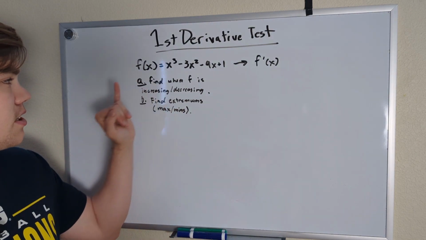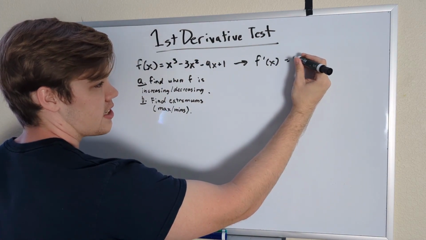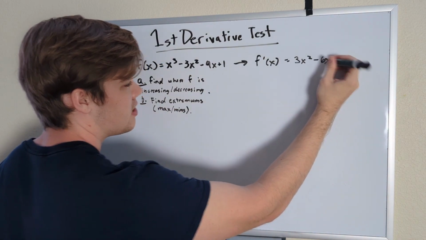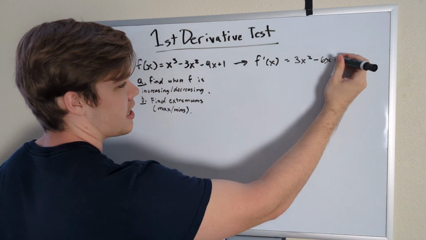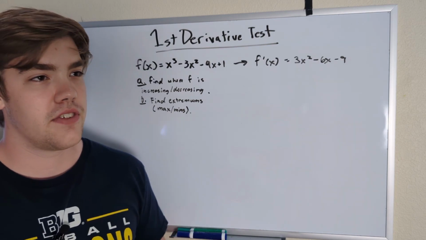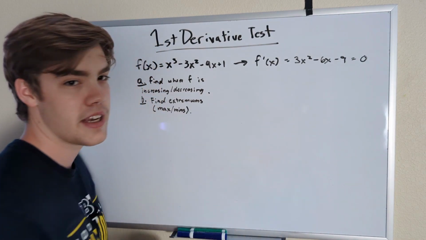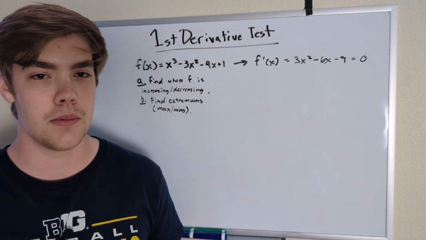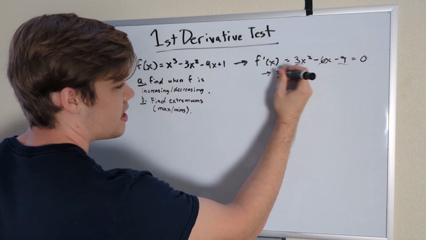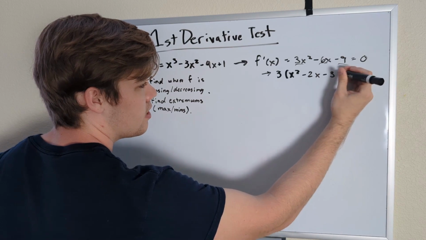f prime of x is just equal to the derivative of f of x. Using the power rule, we get that the derivative of x cubed is 3x squared, the derivative of -3x squared is -6x, and the derivative of -9x is just -9. The derivative of 1 is just 0 because the derivative of any constant is 0. Now we need to find the critical points using this derivative. To find those critical points, we just need to find where this equals 0. Because if it equals 0, then that is either a relative maximum or minimum because the function is changing from increasing to decreasing. So this turns into 3 times x squared minus 2x minus 3 is equal to 0.